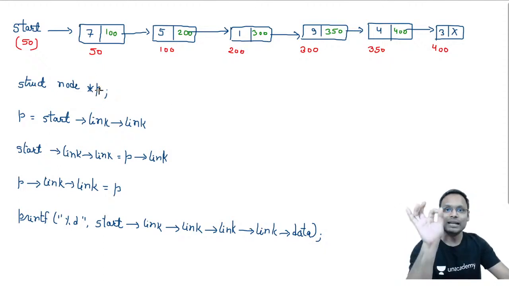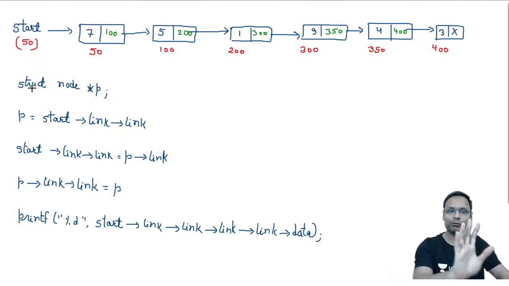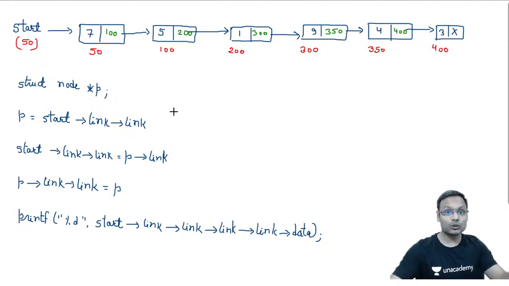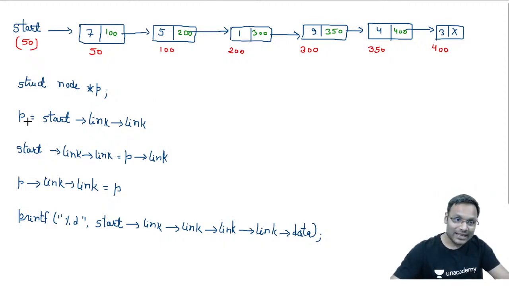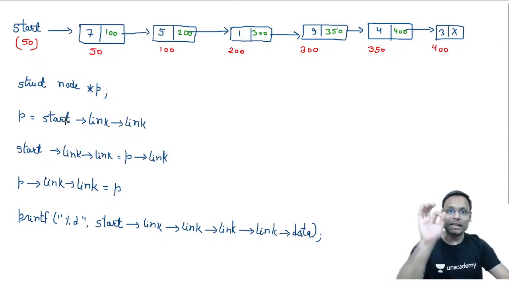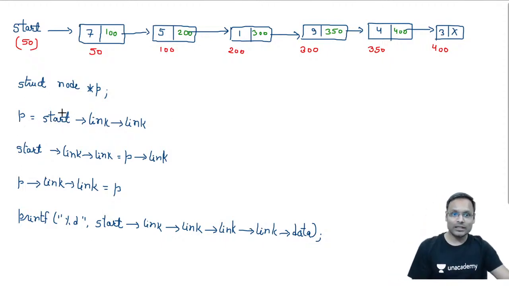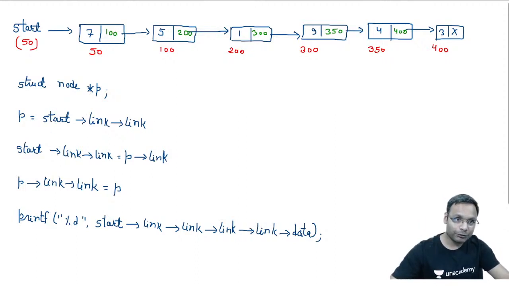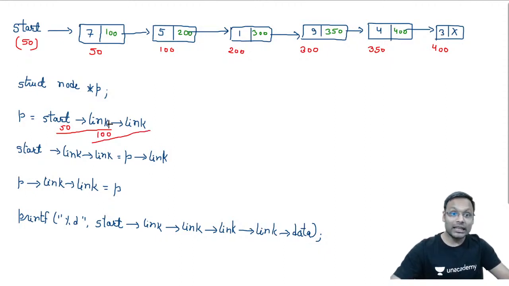I have made a pointer, created a pointer of node type. It can store the address of any node. Fine. Now I am assigning p. So variable p, pointer p will have this address. What address exactly? Start 50. 50 is link. What is there in the link part of 50? 100. And its link part, what is the link part? The link part of 100 is 200.